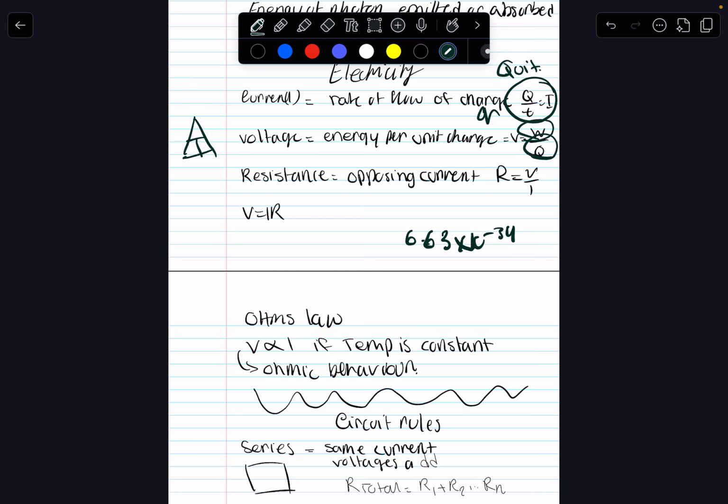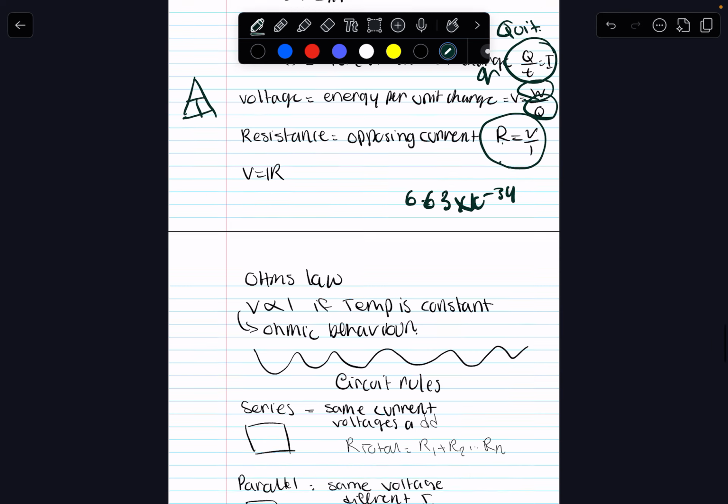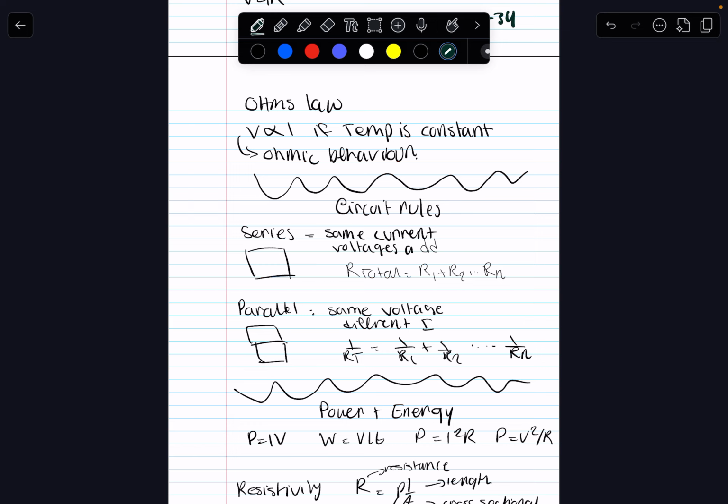Resistance is opposing current. So we have V equals IR. If you rearrange it, you get V over I. Ohm's law states that voltage and current are proportional, but only if temperature is constant. If that happens, you have ohmic behavior, so your graph of V against I looks like this.